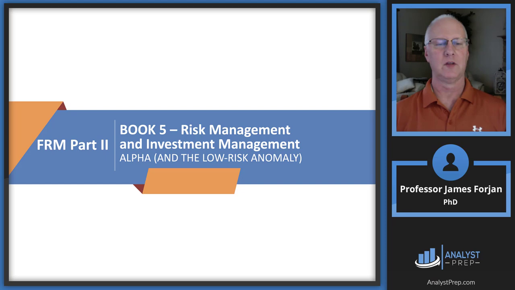This is FRM Part 2, Book 5, Risk Management and Investment Management, and the chapter on alpha and the low-risk anomaly. This is another really well-written chapter by Andrew Ang. And if a picture is worth a thousand words, a chapter title has to be worth at least hundreds of words. I want to go through the words inside of this chapter title here, just by way of an introduction.